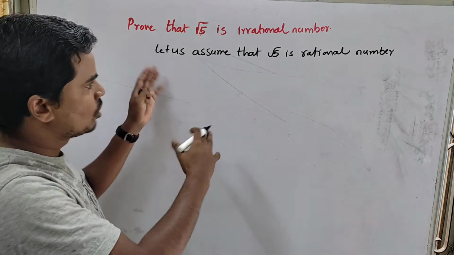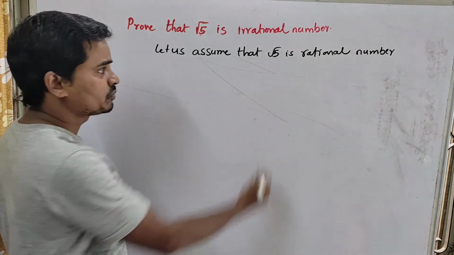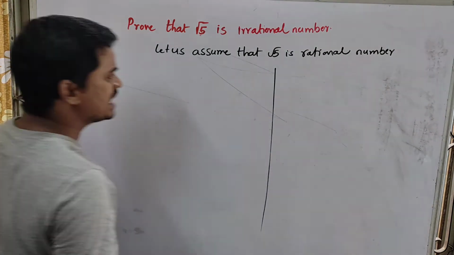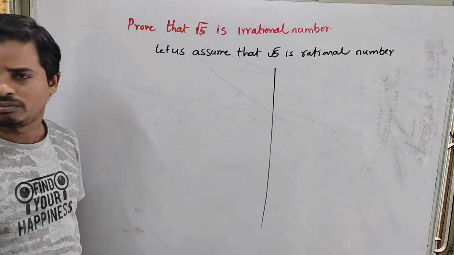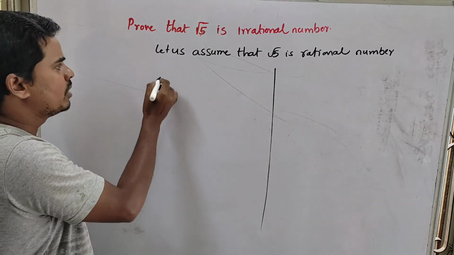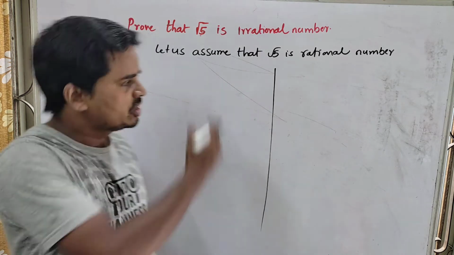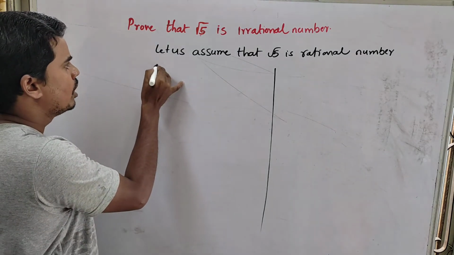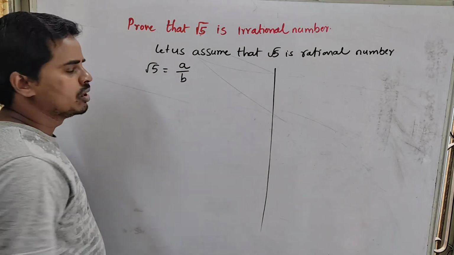Okay students, so let's get into the topic. We assume root 5 is a rational number. See, if it is a rational number, it can be expressed in the form p by q. Not only root 5, every rational number can be expressed in p by q form. So root 5 is equal to a by b.